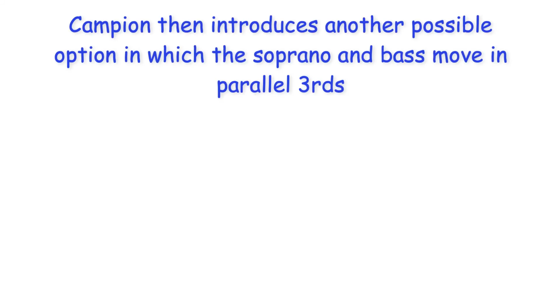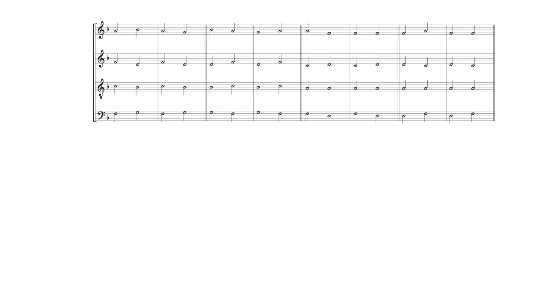Campion then introduces another possible option in which the soprano and bass move in parallel thirds. Here, for example, he includes the standard voice leading resulting when the original table is used, and a variation in which the alto, tenor and bass parts move as before, but the soprano now moves with the bass in thirds.